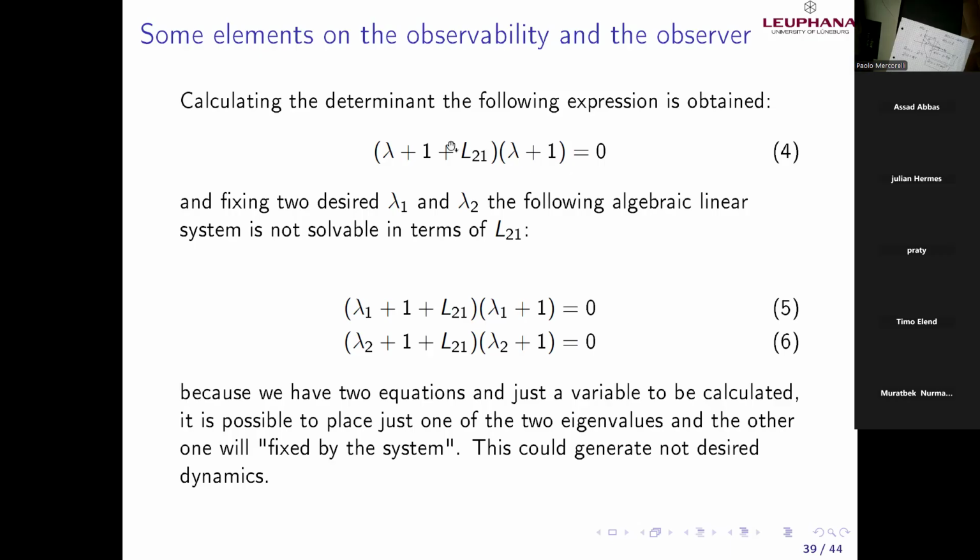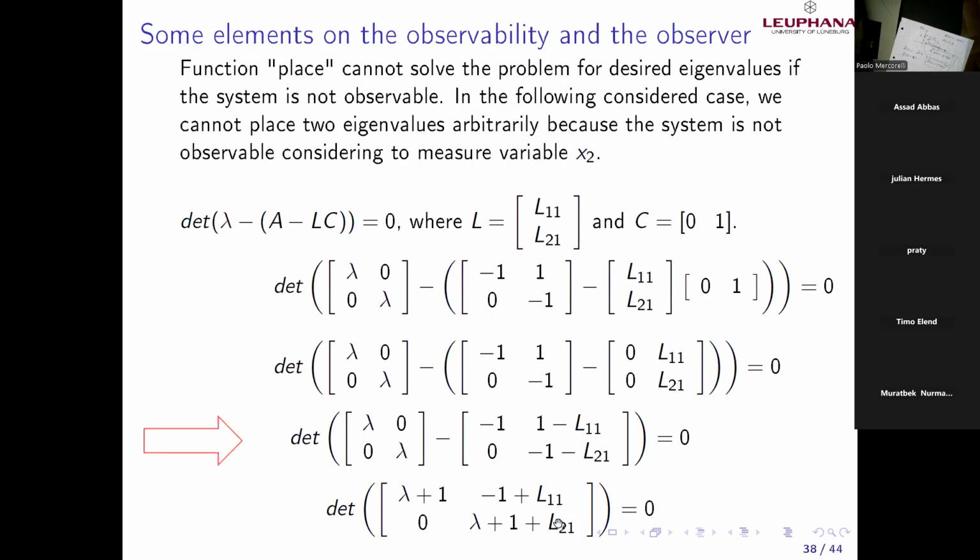Here, we have the need to fix two eigenvalues, but we have just one parameter. The reason is, if you look at this calculation, the parameter L11 will disappear because of the structure of the system in terms of observability, which in this case depends on the matrix C. Look, if you remember the structure of the determinant, how we can calculate it, because of the presence of the 0, we reflect the non-observability.